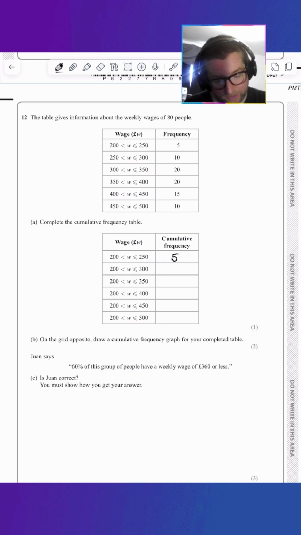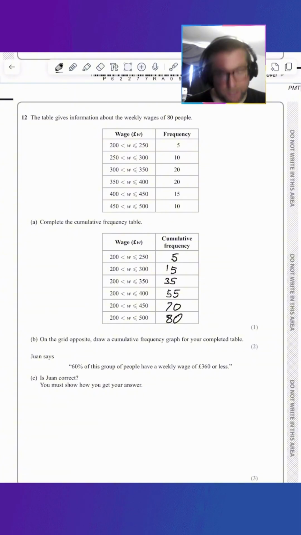So 5 add 10 is 15. And then we've got to add to our running total, we add the next one, which is 20. So that becomes 35. Then we add the next one, which is another 20. So that will give us 55. Next one is 15. So that takes us to 70. And the last one is 10.